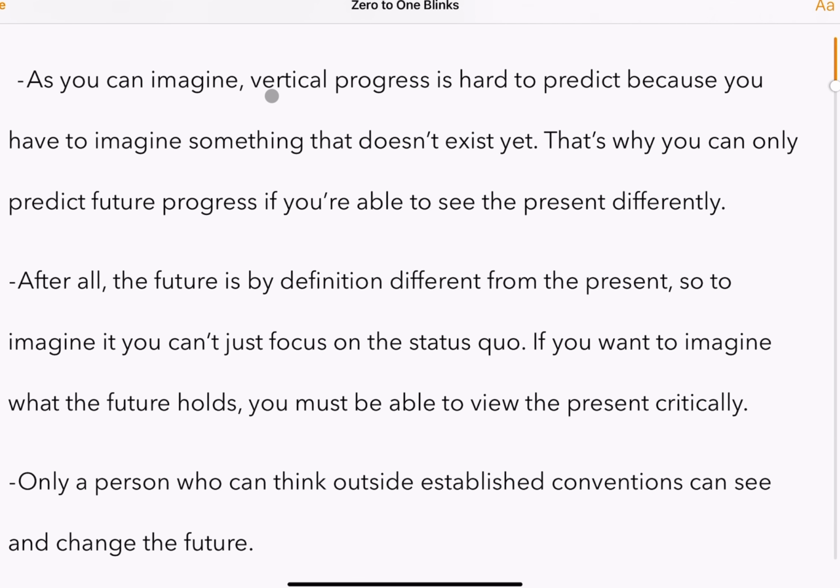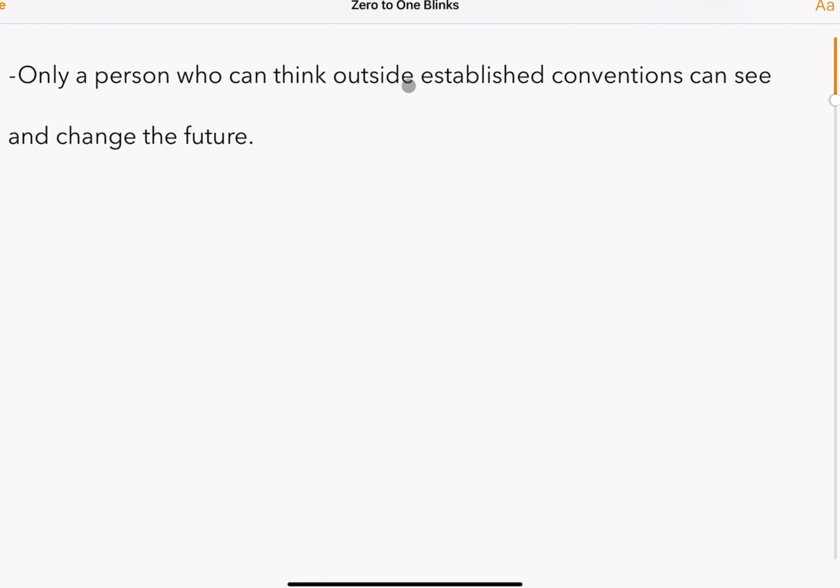But vertical progress is hard to predict because you have to imagine something that doesn't exist yet, and that's why you can only predict future progress if you are able to see the present differently. And this is really something that I think Palantir has done and has been able to do as a result of the unique background of, of course, Alex Karp, the CEO. Only a person who can think outside of established conventions can see and change the future.